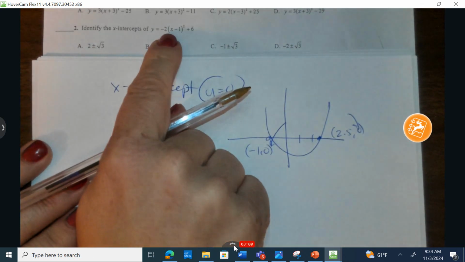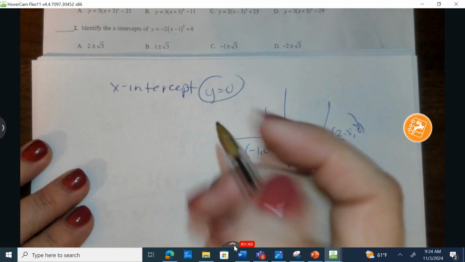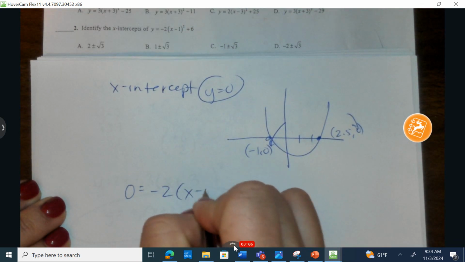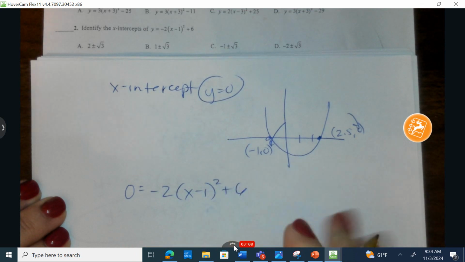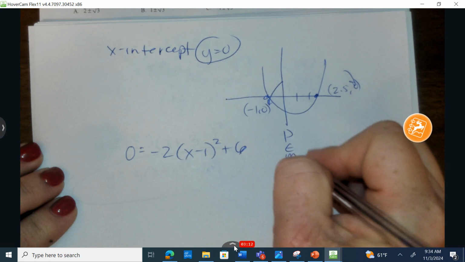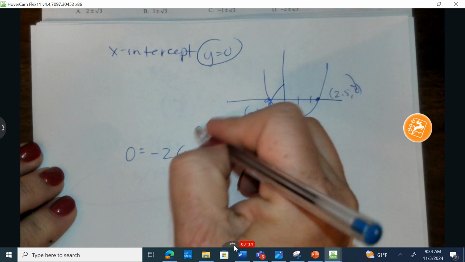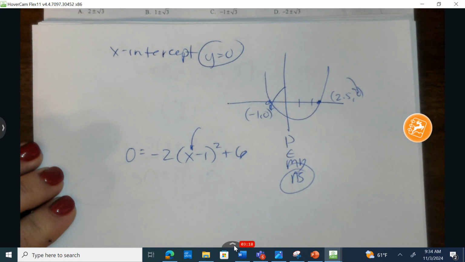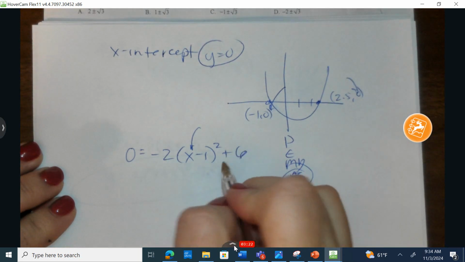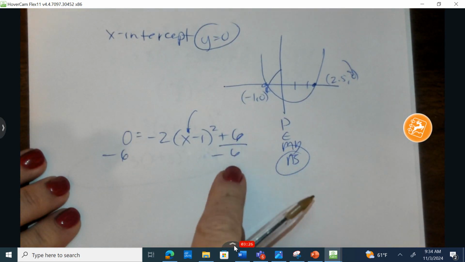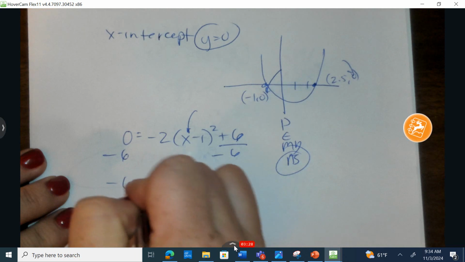So I'm going to take the equation that I'm provided, and substitute 0 in for y. So 0 equals -2 times the quantity x minus 1 squared plus 6. Now to solve for x, we're going to do PEMDAS backwards. So in order to solve for x, I first ask myself, on the side that contains the x, outside of the parentheses, is there any adding or subtracting? There is. And so I'm going to get rid of the 6 first, doing the opposite operation. 0 subtract 6 is -6.